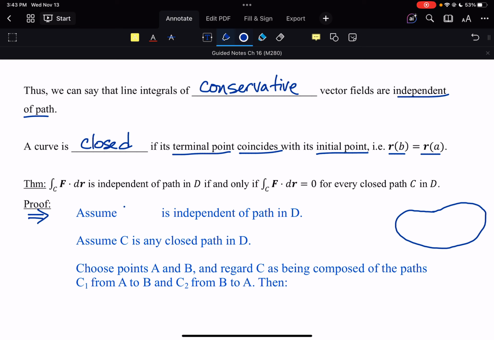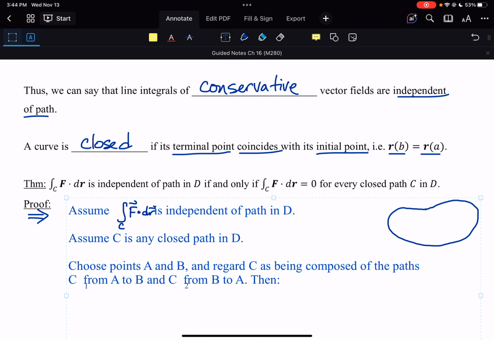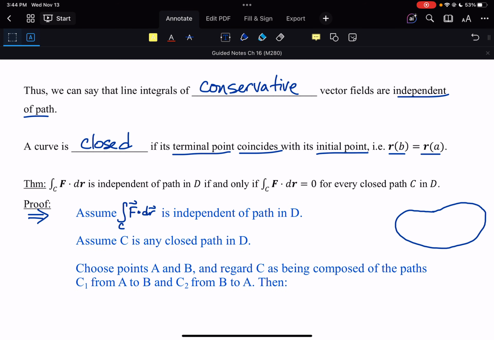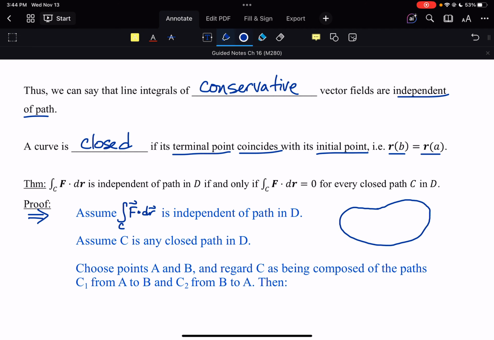So we're going to assume that the line integral of f dot dr is independent of path in D, and assume that C is any closed path in D. A closed path is a path that starts and ends at the same place. Over here on the right, I have a closed path. This is completely arbitrary, so this will be our curve C.